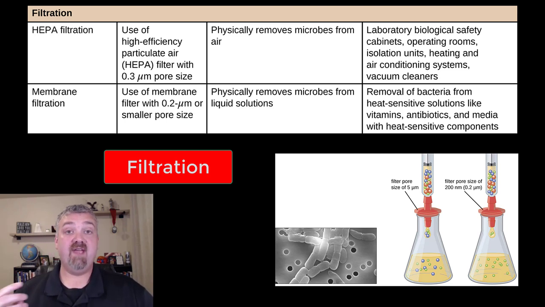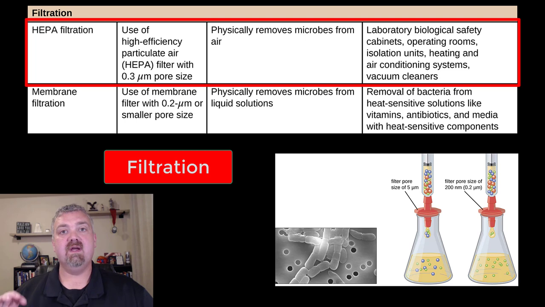First we have HEPA filtration. HEPA stands for high efficiency particulate air filters. Any air filter with a pore size of 0.3 micrometers or smaller is a HEPA filter. You've heard of HEPA filters. When I was in college, they were rare and expensive. Now our vacuum has them, and we have several around the house. That's HEPA filtration to remove microbes from air. Very important, right? Think about the microbes being filtered in the healthcare environment, et cetera.